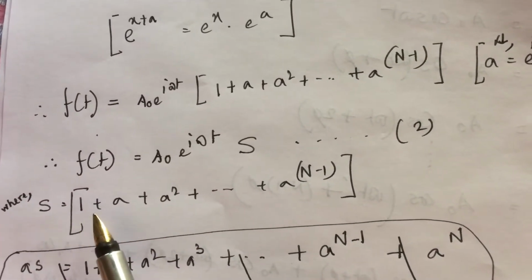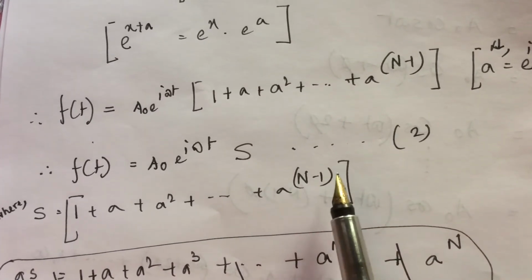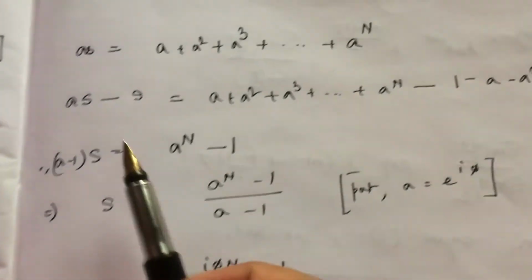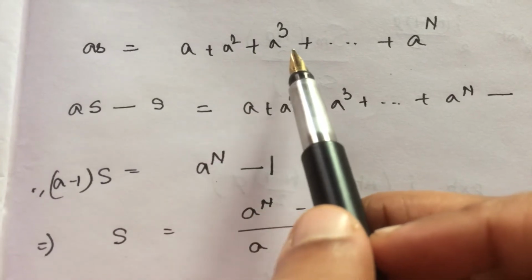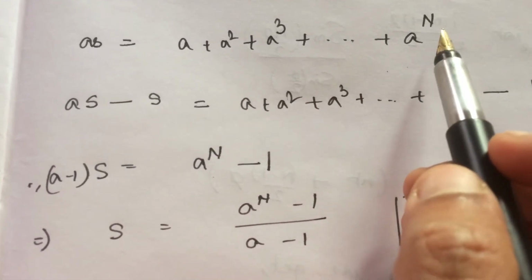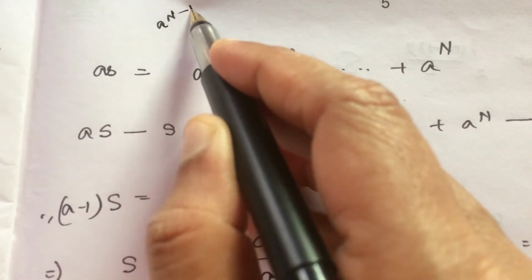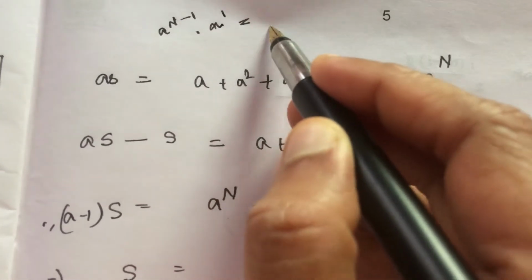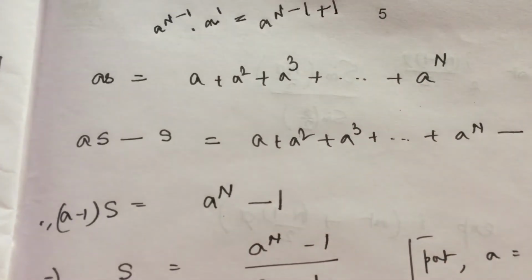This is equation 2. I have written s equal to 1 plus a plus a square plus, up to a to the power n minus 1. That is, n terms are there. If we multiply s with a, I will have a plus a square plus a cube and so on up to a to the power n, because the last term was a to the power n minus 1, and if we multiply this with a, it means a to the power n minus 1 plus 1, so I will have a to the power n only.